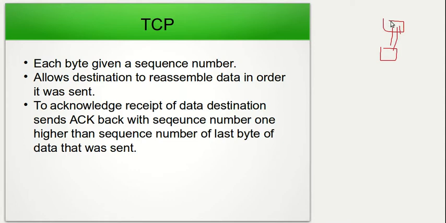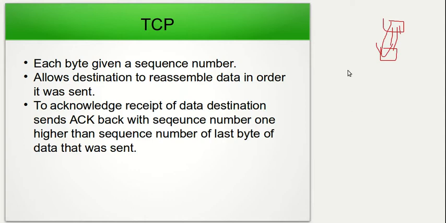So the stream of bytes is fed to TCP. The destination device can reassemble that data in the same order that data was originally sent to TCP. And by using sequence numbers, we can acknowledge receipt of a whole block of data with just one sequence number.